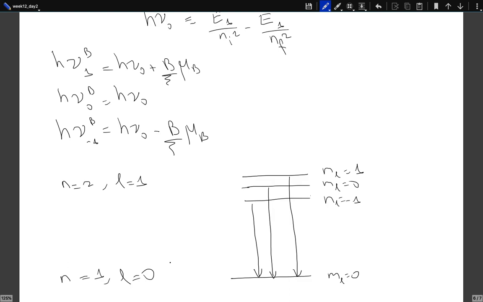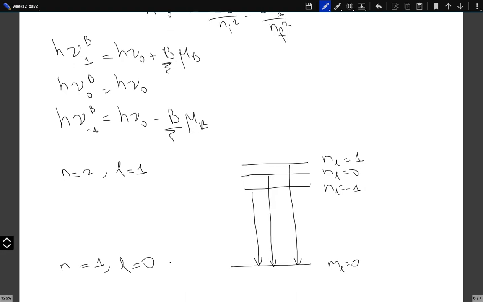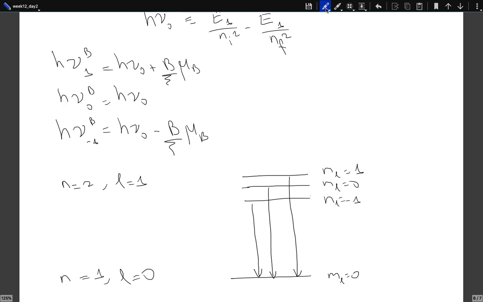Is there any transition between these ML levels? ML equals 1 or ML equals minus 1? Well, let's see. Are these transitions possible? They have different energies. You see, this has a larger energy than this one in the presence of the magnetic field. That is the whole idea. So since they have different energies, energetically speaking, it is possible. But does it happen? Yes.